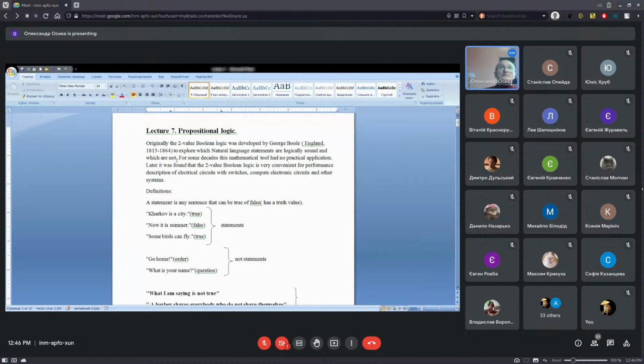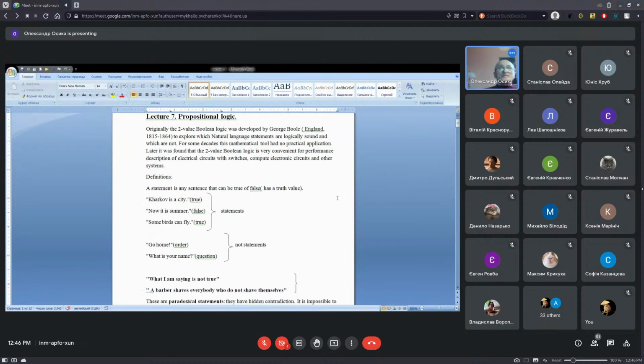For some decades, this mathematical tool had no practical application. Later, it was found that two-value Boolean logic is very convenient for performance description of electrical circuits with switches, computer electronic circuits, and other devices, systems, and equipment.